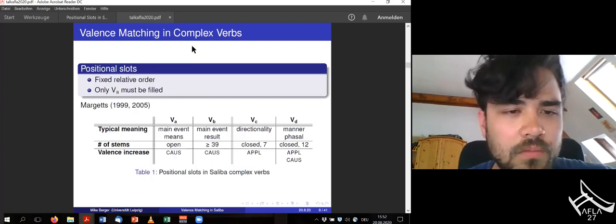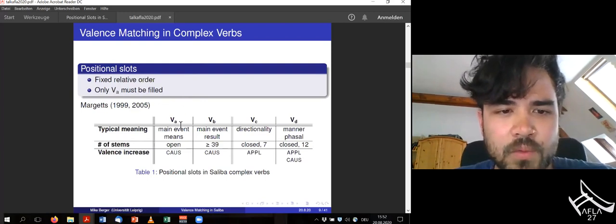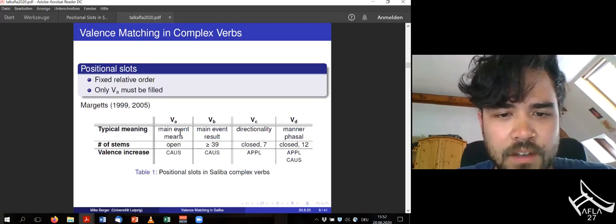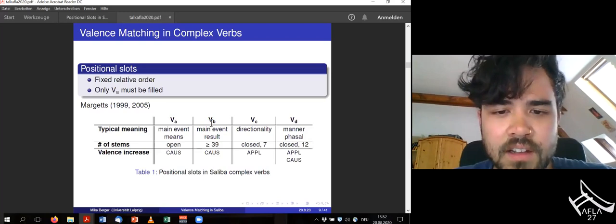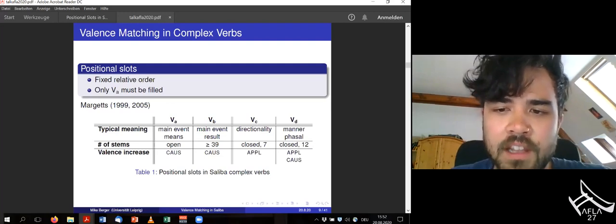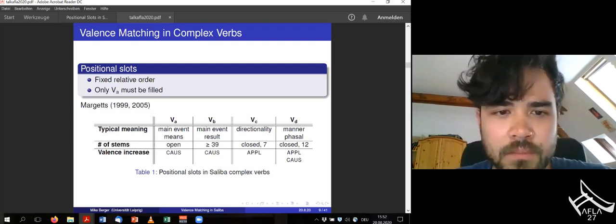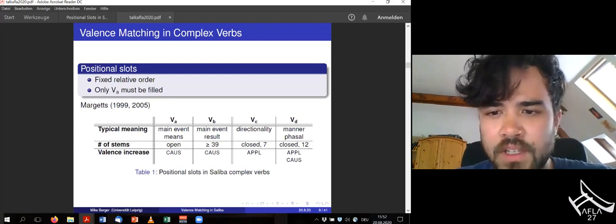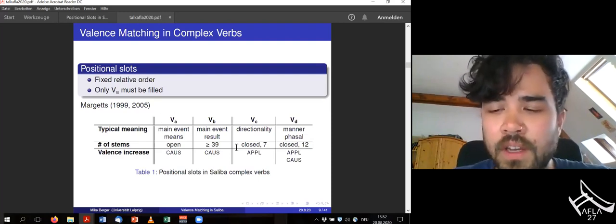I don't really have time to go into the positional slots. All that's relevant is that you can have up to 4 verbs, with the first slot denoting the main event or the means, depending on how you analyze it, and the second slot denoting the main event or the result. The third slot has a directional meaning, and the fourth slot expresses manner or phrasal modification. These don't all have to co-occur. You can have a VA and a VC combination or a VA and a VD combination, but the order is fixed.